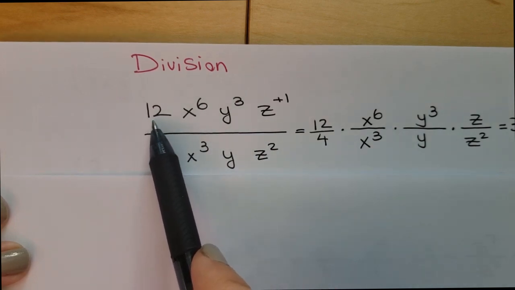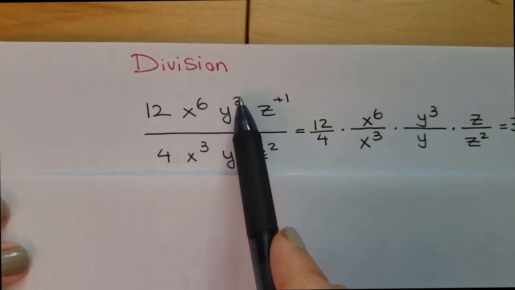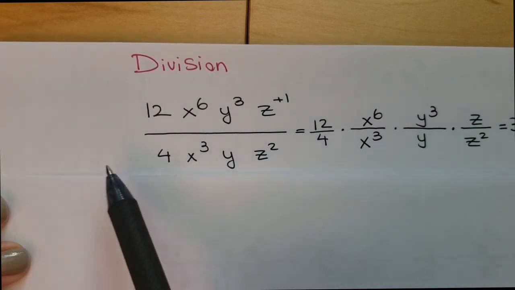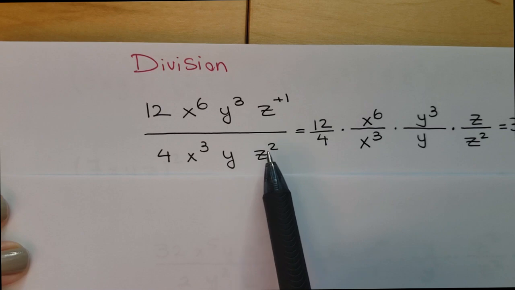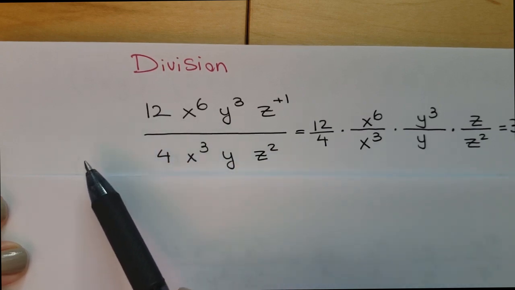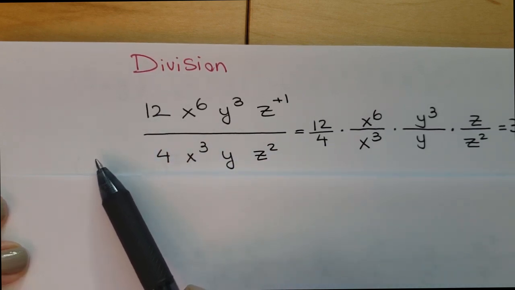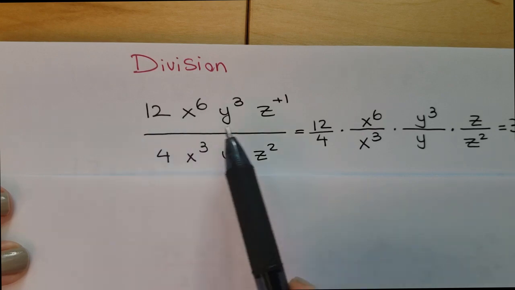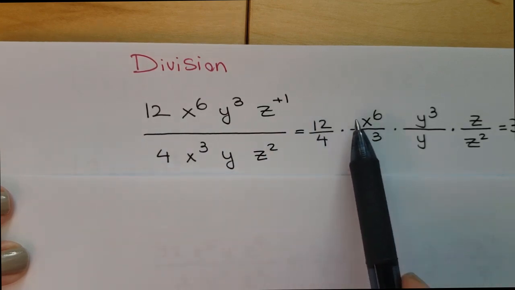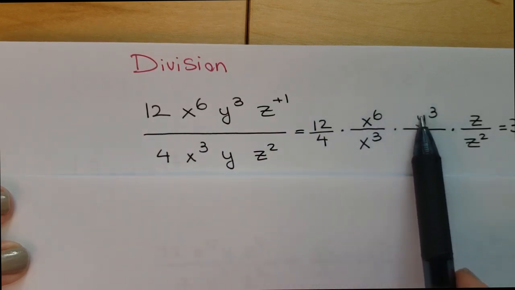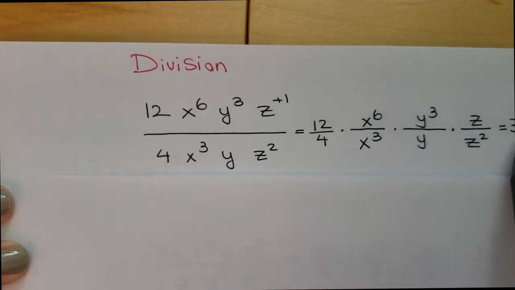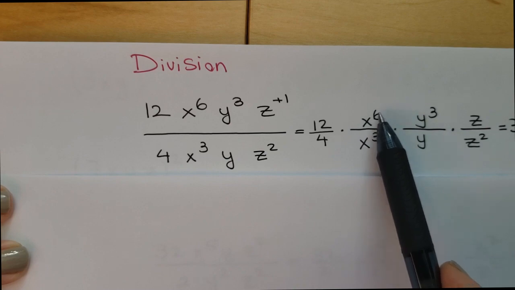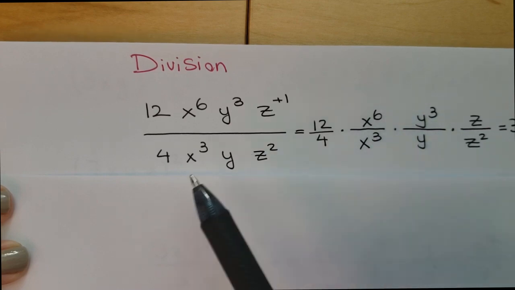On the top, I have 12 x to the power 6, y to the power 3, z to the power 1. And on the denominator, I have 4x cubed y z squared. So as I just mentioned, I consider everything separately. So constant together, letter x together, letter y together, letter z together. So 12 over 4 is 3. X to the power 6 divided by x to the power 3.